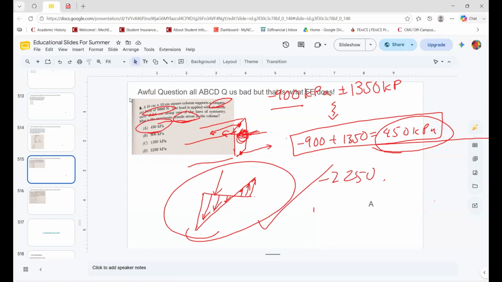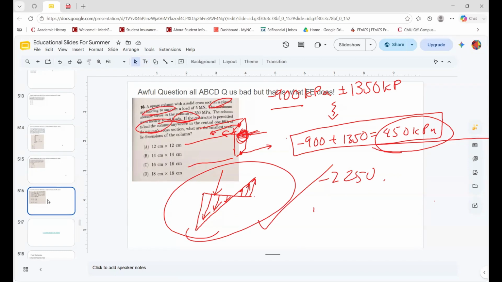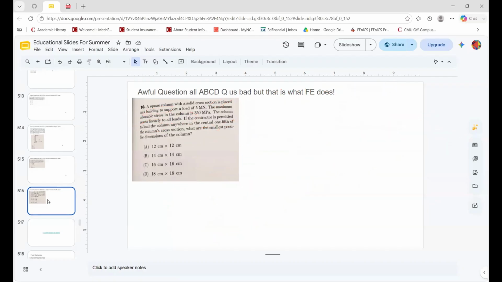Now, here's the thing about the next question. I already did this. All right, the next question is kind of bullshit, so I don't like this question. A square column with a solid cross-section area is placed in a building to support a load of 5 meganewtons. The maximum allowable stress in the column is 350 megapascals, and the column reacts linearly to all loads. If the contractor is permitted to load the column anywhere in the cross section, what is the smallest possible dimension of the column?